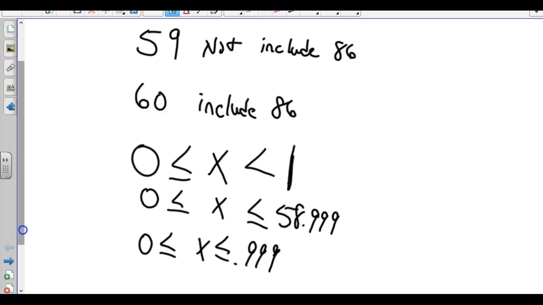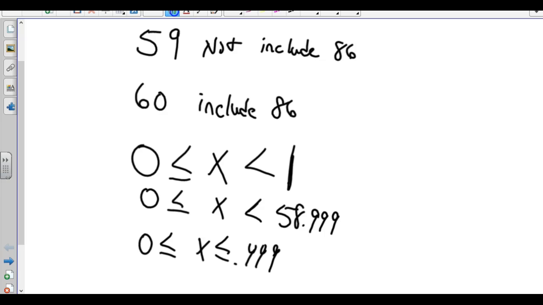So I'm including up to the 58.999, right? When I'm looking down here, and up here, I'm not including it. So if you're looking at this and you're trying to include the 86, this won't work because you're going to lose all those .999s that you actually need to get to the 59.